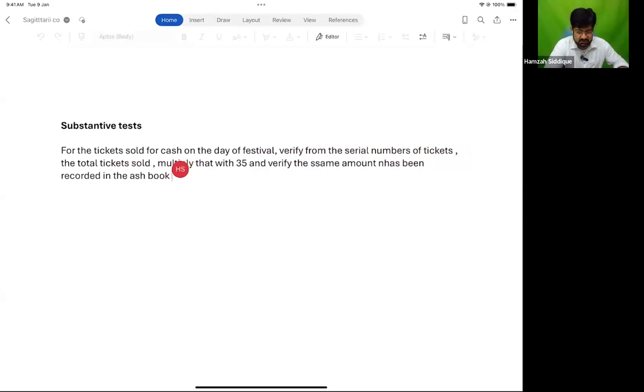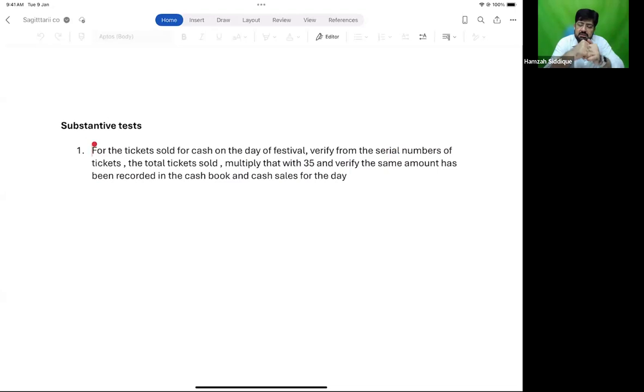and cash sales for the day. Cash book and cash sales for the day, same amount. So you see here, the source was actually the cash book and the serial numbers of the ticket book. That is giving information, being practical.